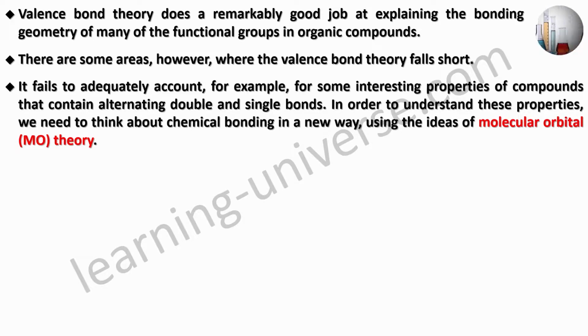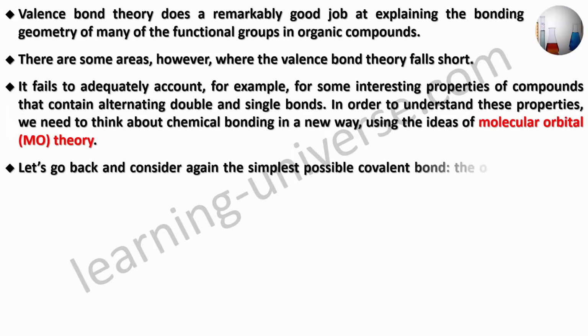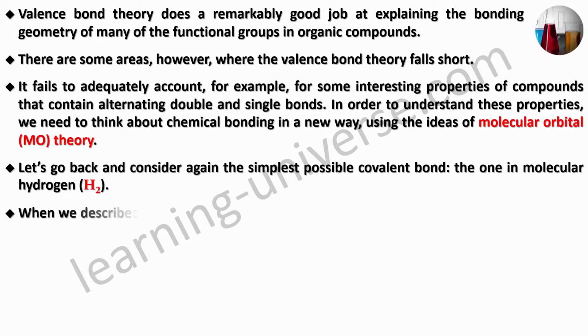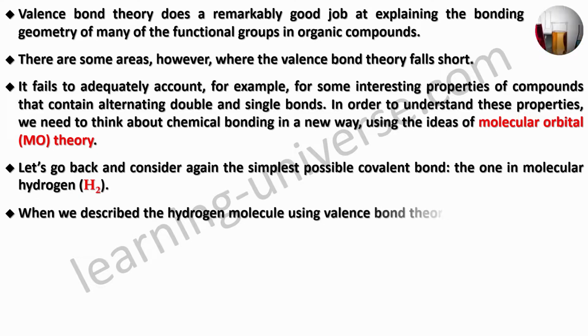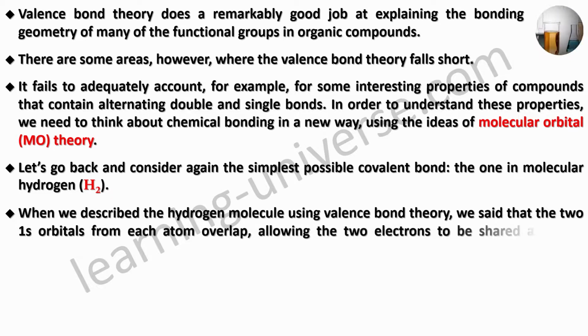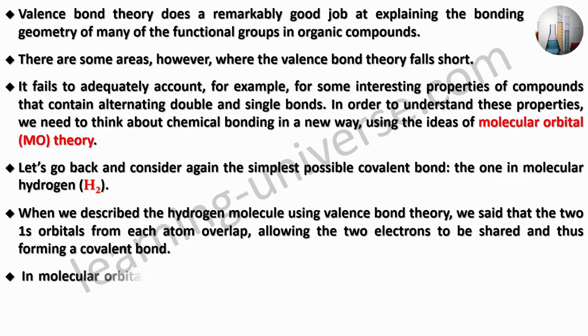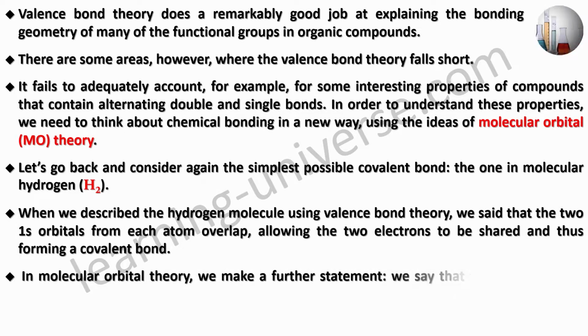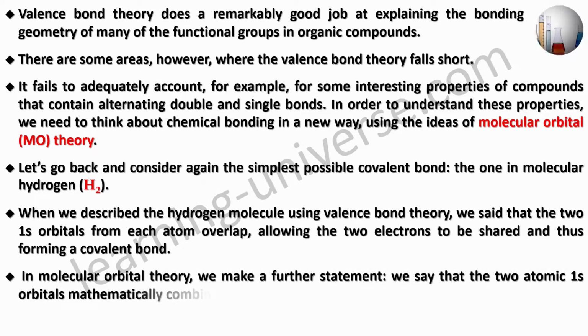So let's go back and consider the simplest molecule, the covalent bond in hydrogen molecule. Now when we described the hydrogen molecule using valence bond theory, we said that the two 1s orbitals from each atom overlap, allowing the two electrons to be shared and thus forming a covalent bond. Whereas in the molecular orbital theory, we make a further statement. We say that the two atomic 1s orbitals mathematically combine to form two new orbitals.